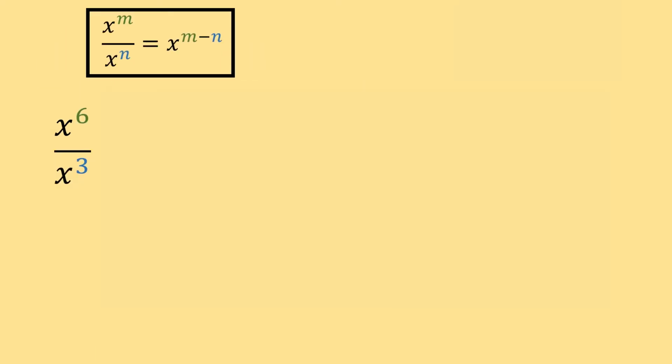So let's work with a few more examples. Let's look at x to the 6th power divided by x to the third power. Using this property, we can rewrite this as x to the 6 minus 3 power, and since 6 minus 3 is 3, we get x to the third power. And so, as you can see, we can jump straight to our answer.